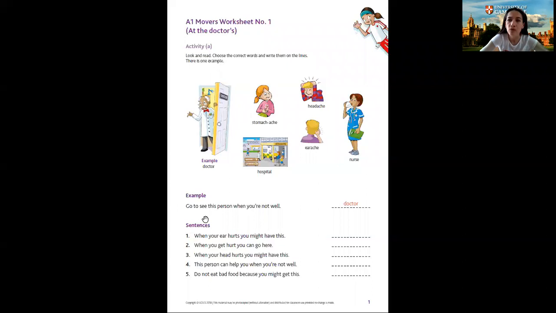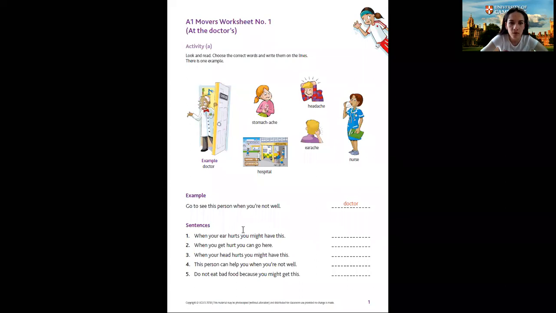After that, you look at the example. Go to see this person when you are not well, and it is the doctor, okay? Then my recommendation is to read all the questions. When your ear hurts, you might have this. When you get hurt, you can go here. When your head hurts, you might have this. These persons can help you when you are not well. Do not eat bad food because you might get this, okay?